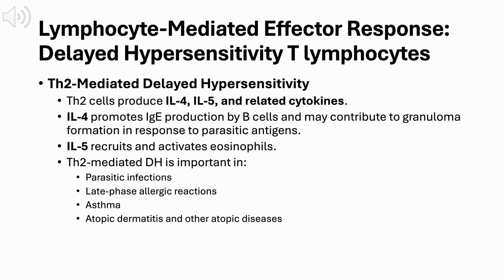So where is Th2-mediated DH important? In parasitic infections, in late-phase allergic reactions, in asthma, and in atopic dermatitis and other atopic diseases. Notice the through line, IgE and eosinophils, the hallmarks of allergy and antiparasitic immunity. This is the same Th1 versus Th2 seesaw we introduced early in the lecture, now playing out at the level of tissue inflammation. Th1 giving macrophage-rich granulomas, Th2 giving eosinophil-rich, IgE-associated reactions. When we reach ocular toxocariasis, this Th2 pattern will be exactly what drives the eosinophilic ocular granuloma.